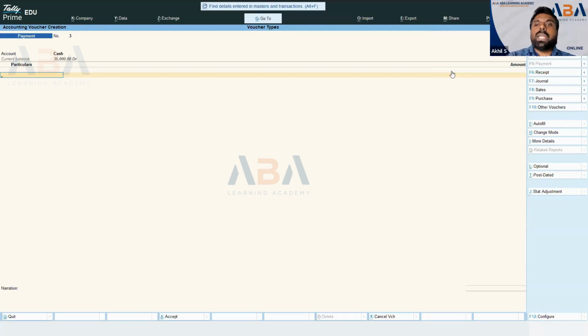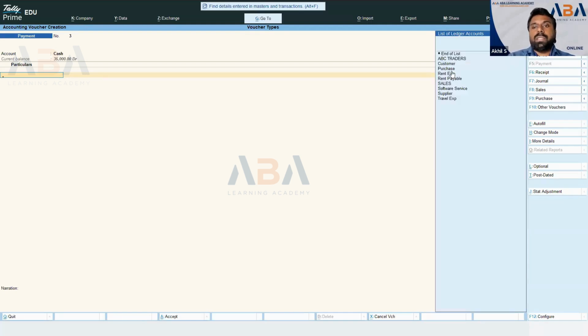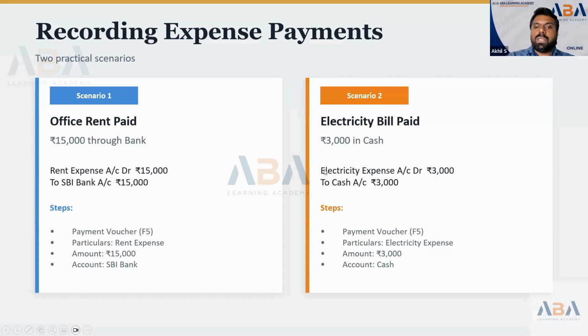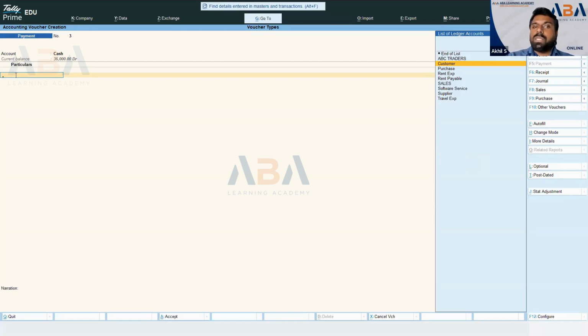In the particulars column, if you select, it will list out all the other ledgers apart from the bank account and the cash account. All the other ledgers. So what is the expense here? The expense was electricity charges. So you can see the debit ledger we have to select was electricity charges, or in the particulars we have to select electricity expense. Electricity expense is what we have to select in the particulars column.